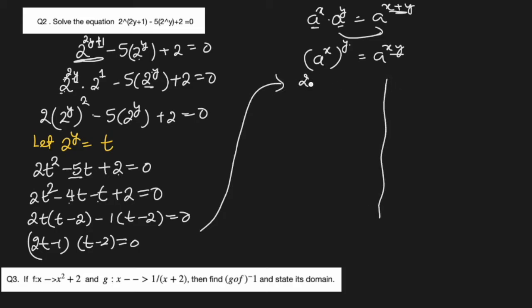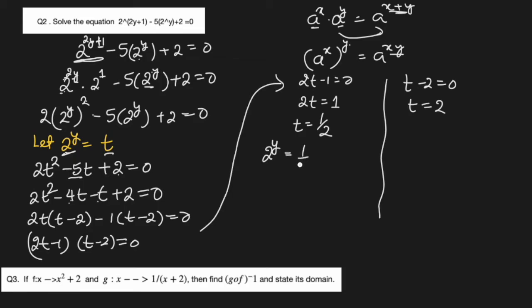First, 2t minus 1 equal to 0. This gives us 2t equal to 1. That means t is 1 over 2, half. Similarly, the other one is t minus 2 equal to 0. t is 2. Remember, t was not the real one. t was our creation. The actual expression was 2 to the power y. And that's what we will write here.